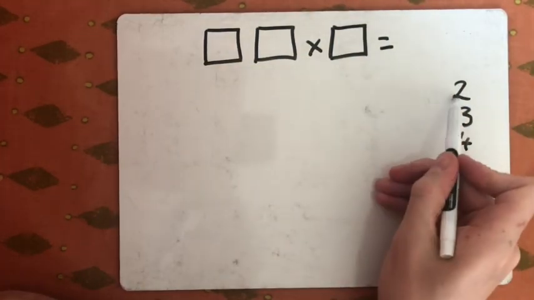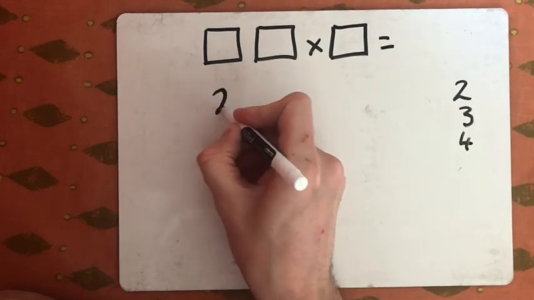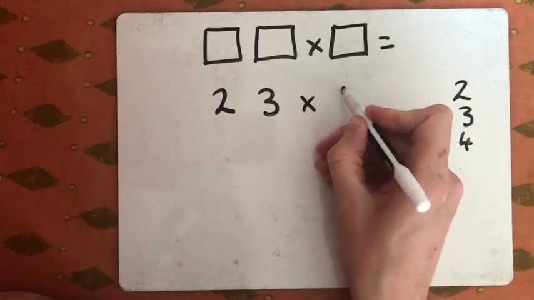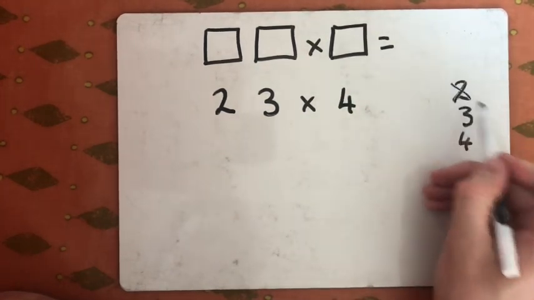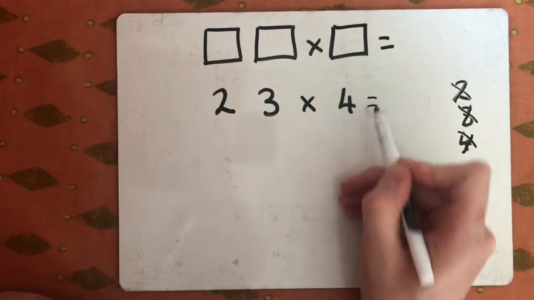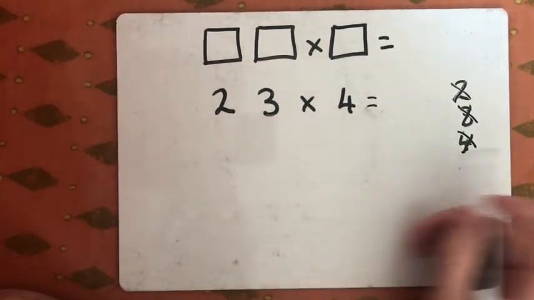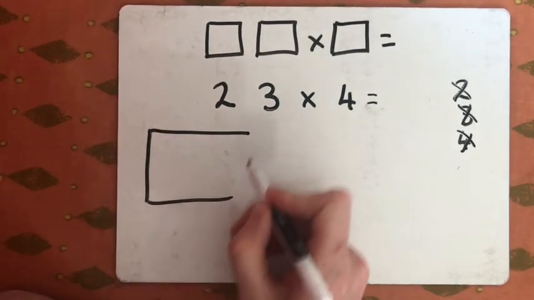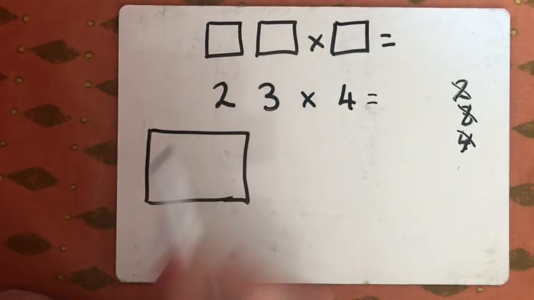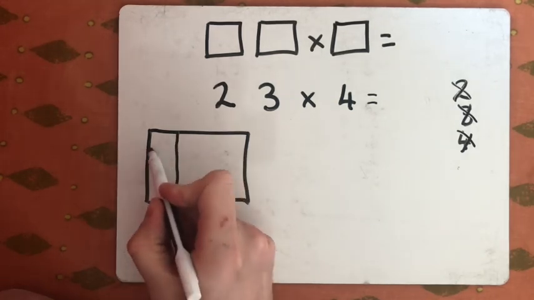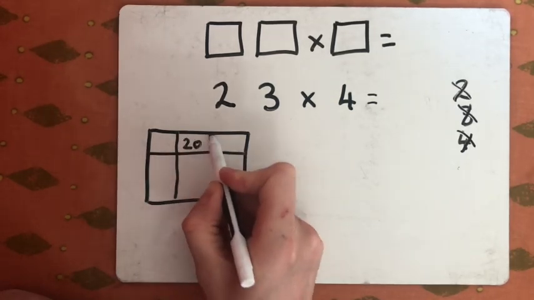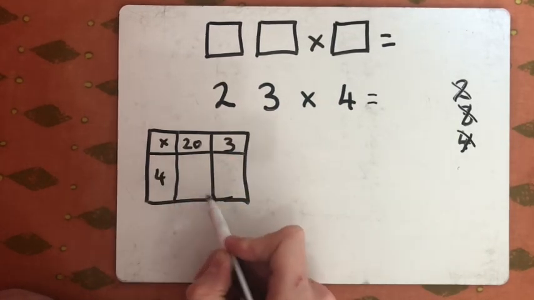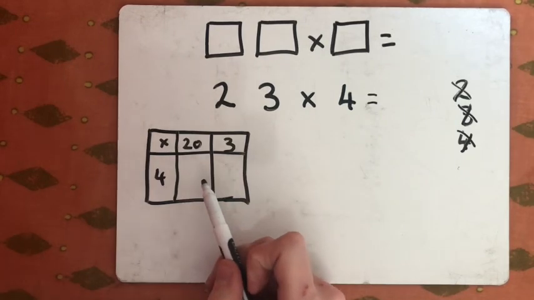So for example, I could treat that as 2 tens, 3 ones. I get 23, and I multiply by 4. I've used my 2, I've used my 3, I've used my 4. And then I'm going to solve that. How I'd solve it, I'd do my grid method for it. I know that that's going to be 20. I've done a lot of partitioning now. So I know that's going to be 20, and that's going to be 3 ones. That's going to be my 4, and then I can start to work out my grid method from there.